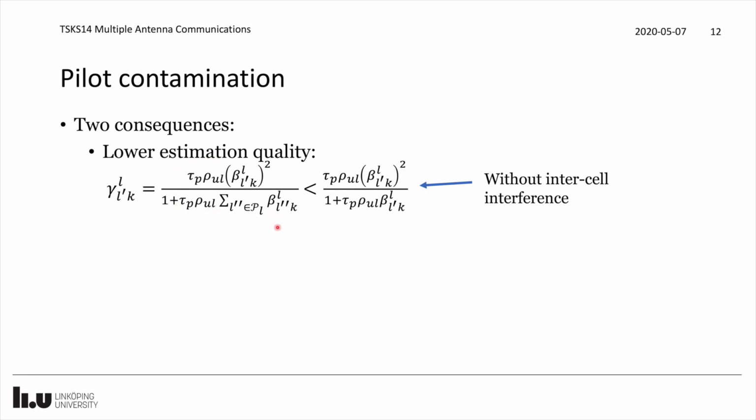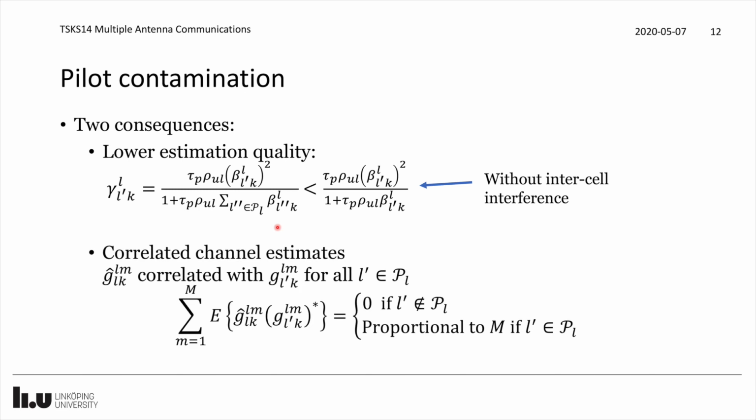The second important consequence is that we get correlated channel estimates. That means that when we're estimating here the channel of user K in cell L at the base station in cell L, then if we are considering another user that is using the same pilot and that user is located in another cell, then the estimate of our desired user is correlated with the channel of this particular user.